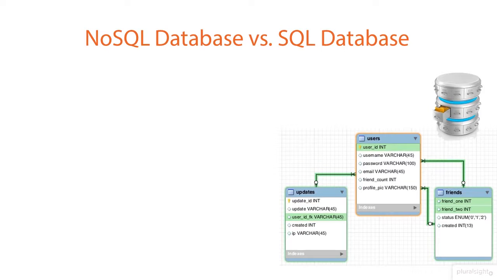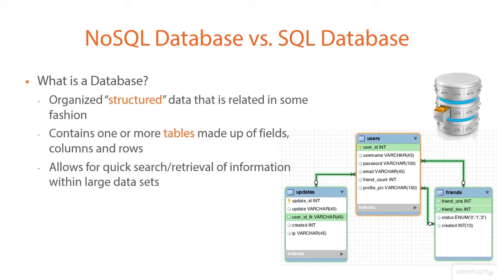Okay, the next thing I want to talk about is NoSQL versus SQL databases. And basically, what is a database? Well, a database in and of itself is an organized structure of data, and it's related in some fashion. And when I say related, I mean the tables within that database. All right, so they contain one or more tables that are made up of fields, columns, and rows.